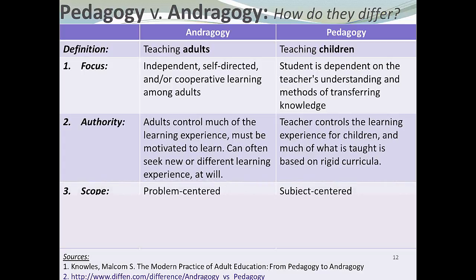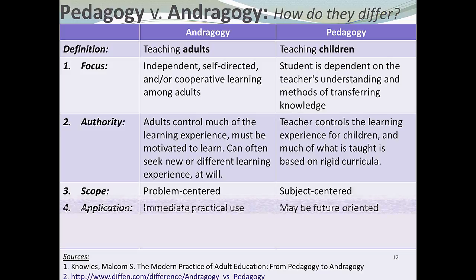As Jenny mentioned, Dr. Castillo, the scope for adults is often very practical. It's problem-centered, not so much subject-centered as with children. You're trying to teach children maybe the broad canvas, whereas the adult may have a problem in their back pocket that they're coming in needing to be solved. And then adults generally want to use the learning very immediately or very soon.